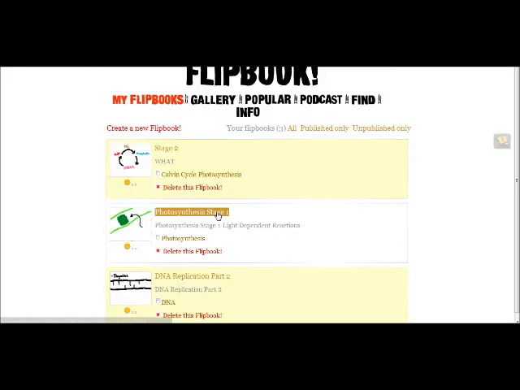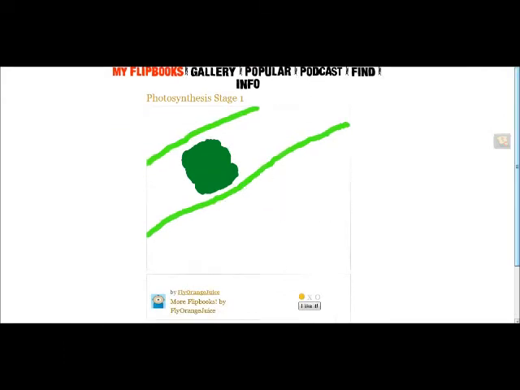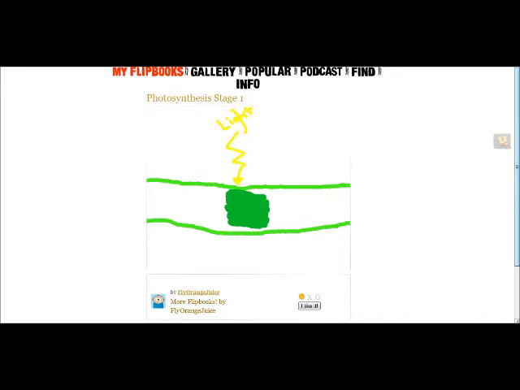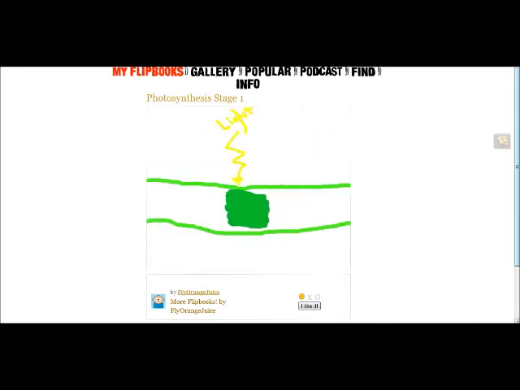Now, there are two stages of photosynthesis. There's stage 1, which is the light-dependent cycle. Pretty much in the light-dependent cycle, light and water are converted into oxygen and hydrogen ions. Electrons are used in this process, but the electrons actually produce energy for the second cycle, which is called the Calvin cycle. But this is how the oxygen is produced.